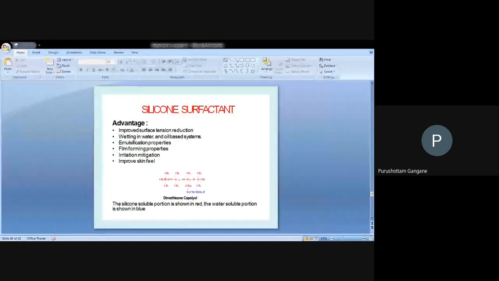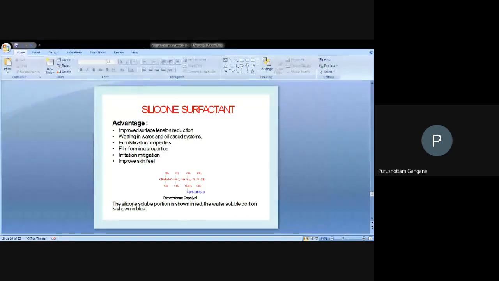Then another category, apart from the polymeric surfactant, is silicone surfactants. They have some particular advantages over other types of surfactants. They improve surface tension reduction and wetting in water and oil-based systems. They have emulsifying and film forming properties, do not cause irritation, and improve skin feel. The example of this silicone surfactant is dimethicone copolyol. Today it is very popularly used in some of the cosmetics.